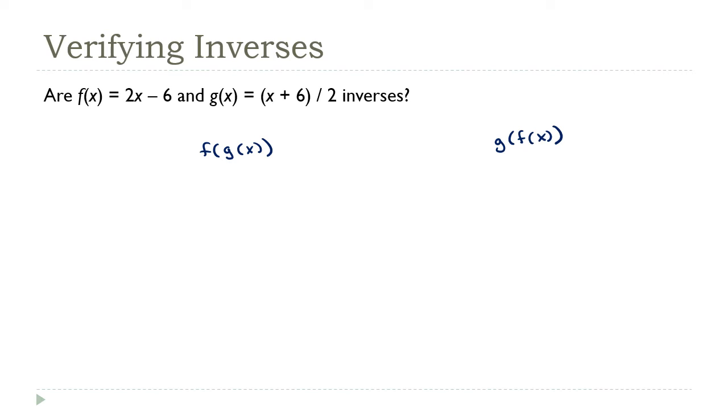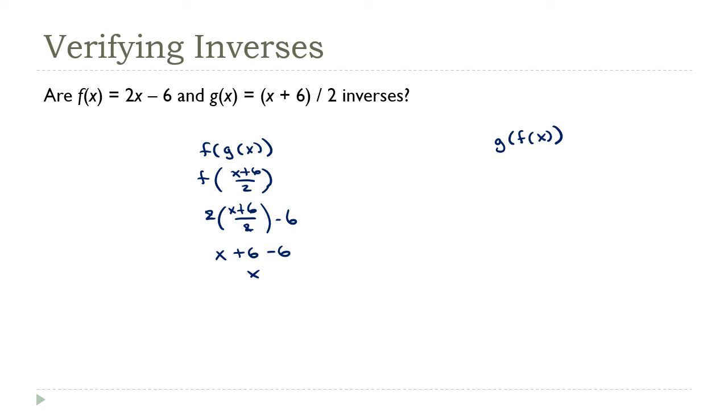All right, f of g of x. This is f of (x plus 6) over 2. That is 2 times (x plus 6) over 2, minus 6. The 2's cancel here. This is x plus 6 minus 6. Hey, look at that, it's just x. Awesome. That's what we're looking for for these two functions to be inverses.